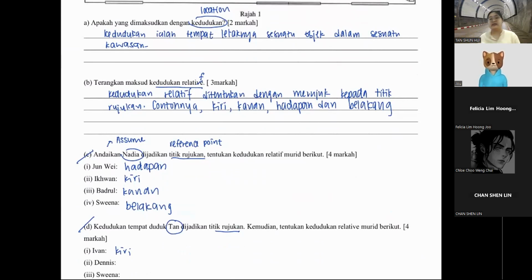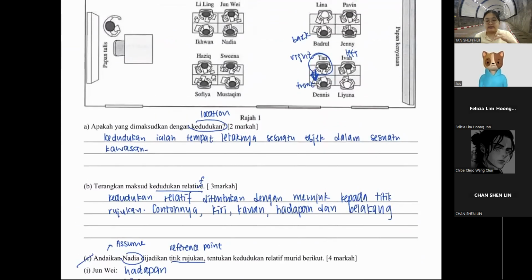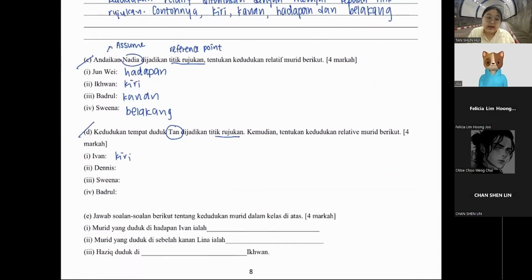If you cannot imagine, you just turn your materials. You just turn your material. You see Tan in your paper. Tan is facing you, right? So you can turn your paper and make sure you and Tan have the same location. Then you can determine is it left or is it right. All right, so understand. So your answer for Ivan is left-hand side.